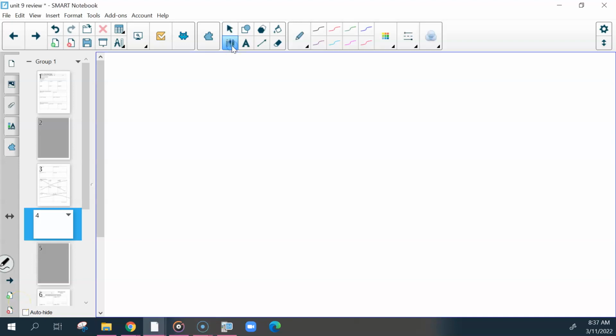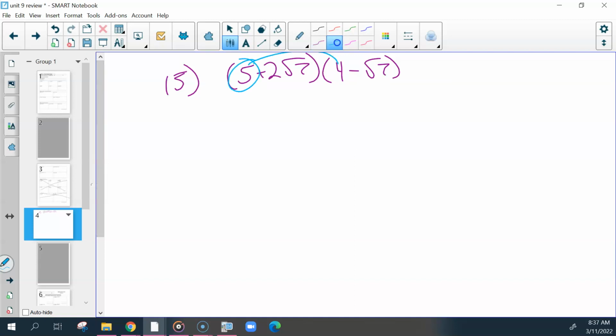Can you read that off to me? Parentheses 5 plus 2 square root of 7 and parentheses 4 minus square root of 7. Did I read that right? Okay. So we would need to distribute twice for this. Multiply the 5 to everything in the second, and then multiply this to everything in the second as well.